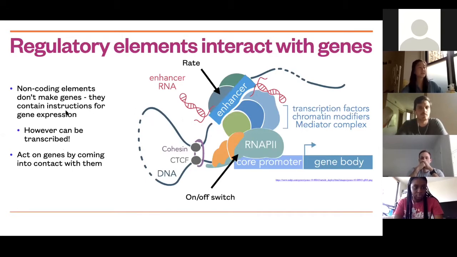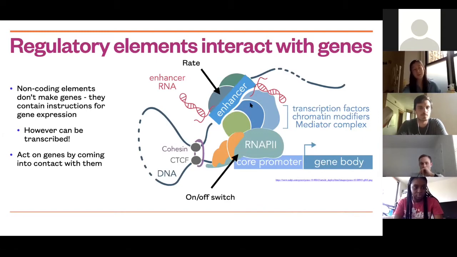The way that these enhancers work is that they need to be physically close to a gene. In this diagram, which is a little overly complicated, I just want you to focus on the gene body portion and the core promoter. The promoter is the beginning part of the gene, where the gene starts to be transcribed. And when a non-coding regulatory element, such as an enhancer, comes into contact with a gene, that tells the cell, okay, I want you to make this gene even faster than before, or start making loads of this gene.